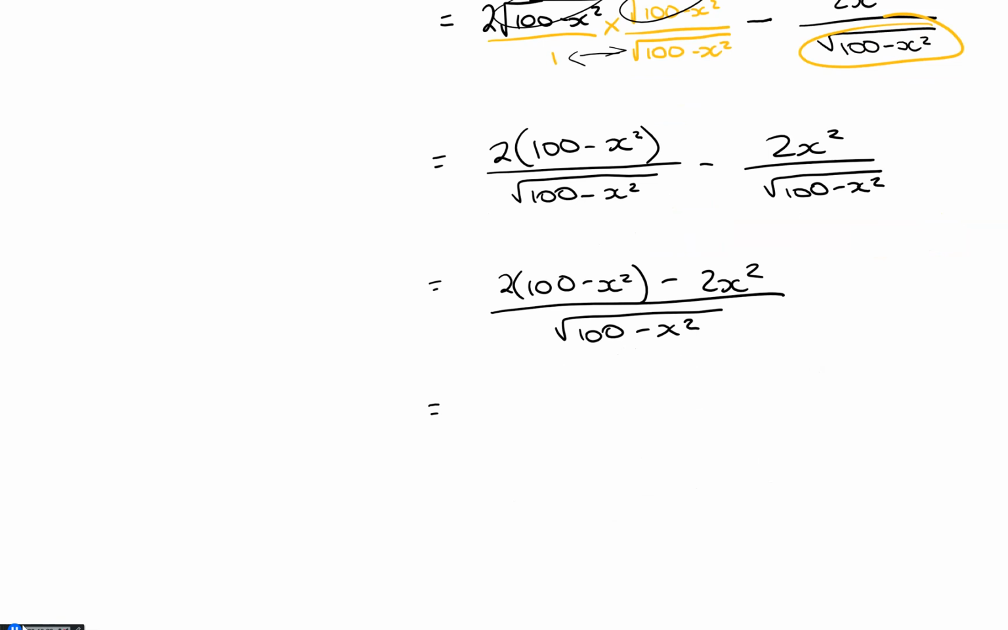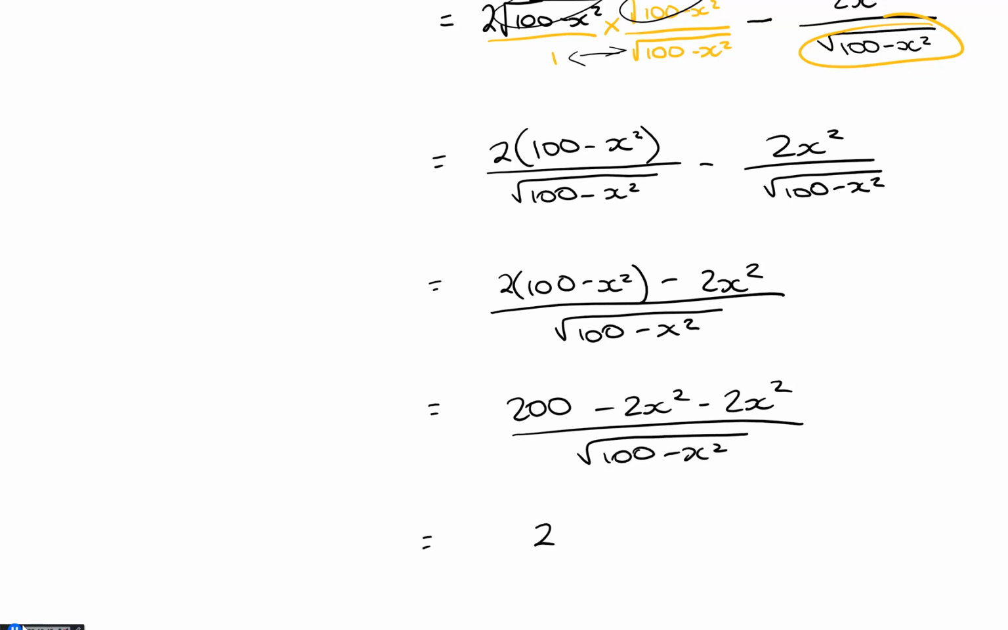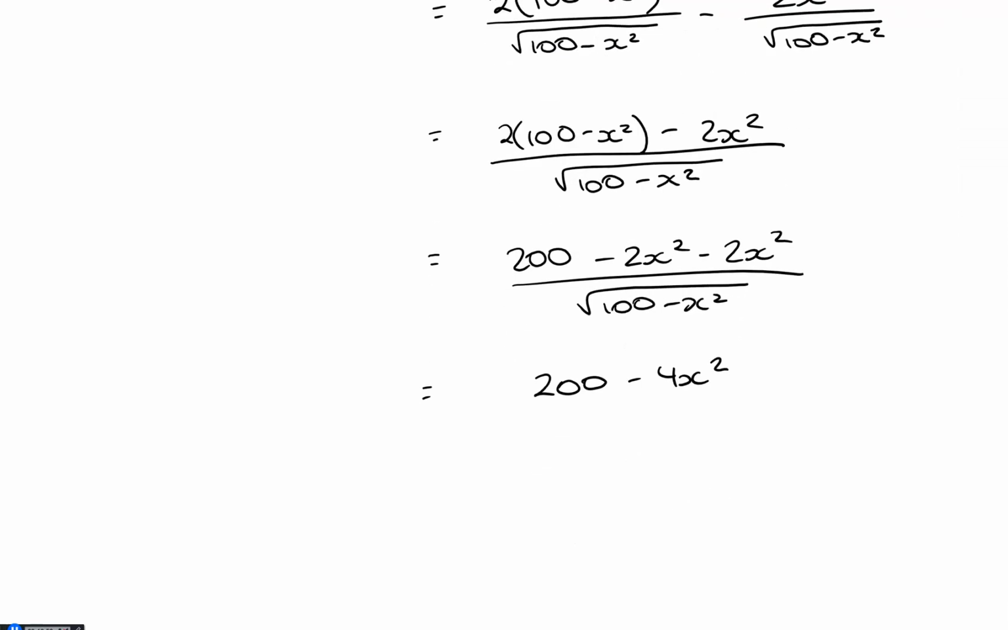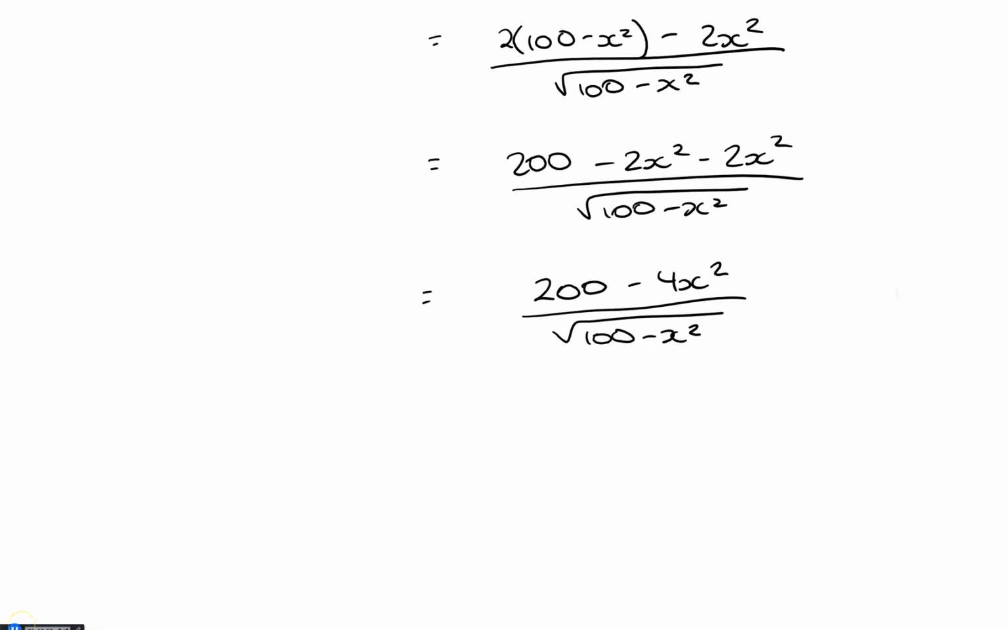Let's do some expanding. Oh yes, it's going to be 2,100. Now hopefully I've got all my positives and negatives right so far, because that would mean that I end up with 200 minus 4x squared, negative 2 take 2. Okay, so I've got it fairly simplified.